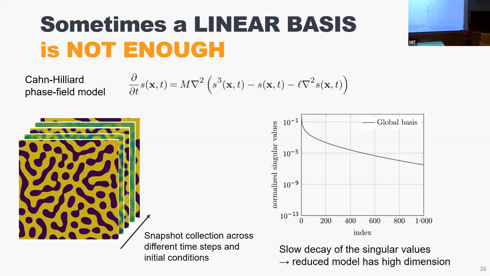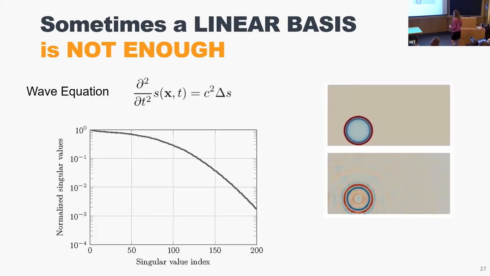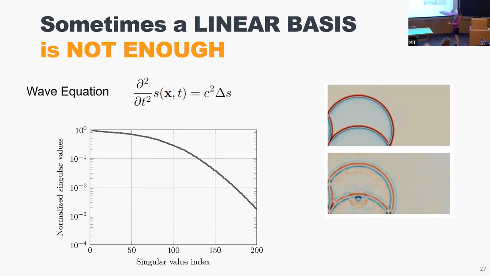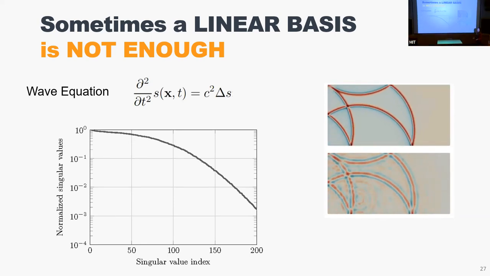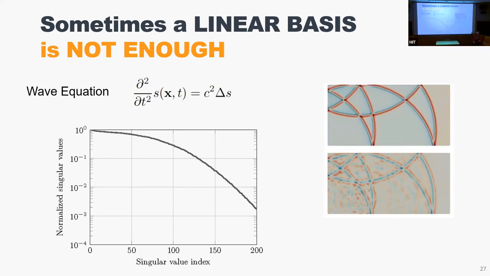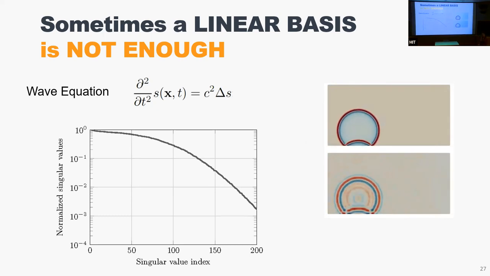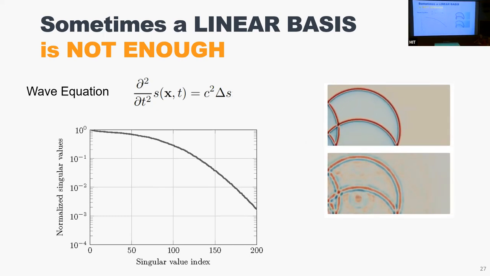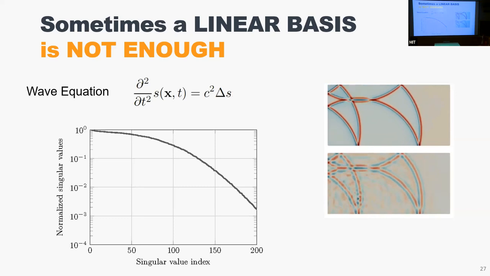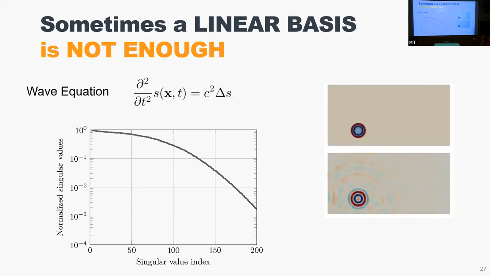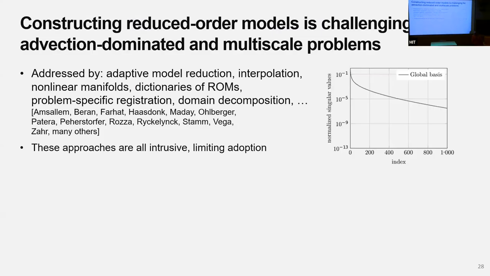Anyway, singular values decay. So this is the Cahn-Hilliard phase field model. Classic example of a problem that is not amenable to approximation in a low-dimensional linear subspace because of the slow singular value decay. Even simpler example, the linear wave equation. Again, a classic example where the nature of the problem, the transport-dominated physics, is such that approximation really is in trouble with singular value decay. So what can we do?